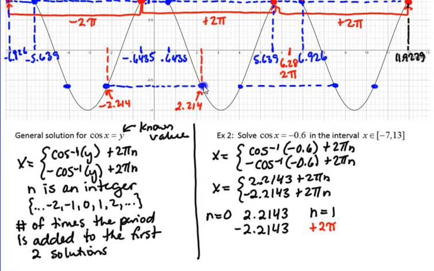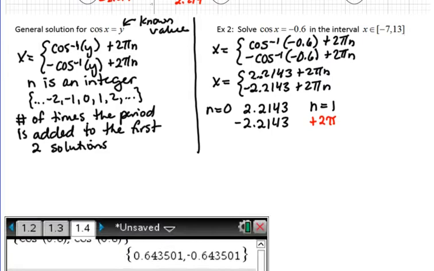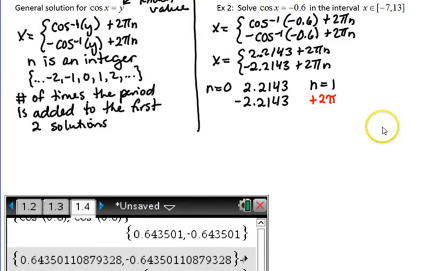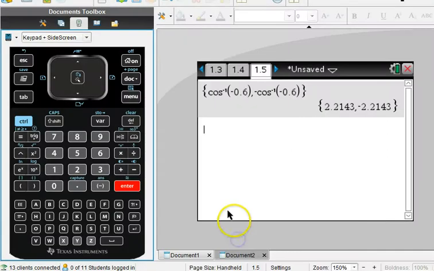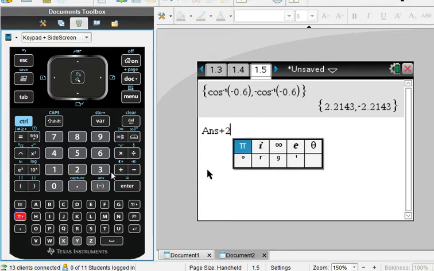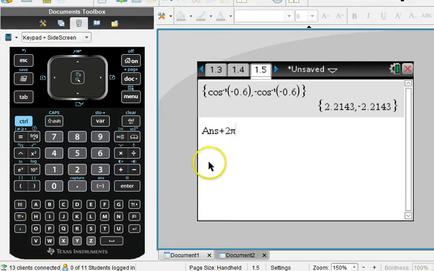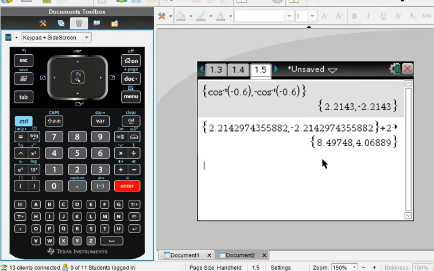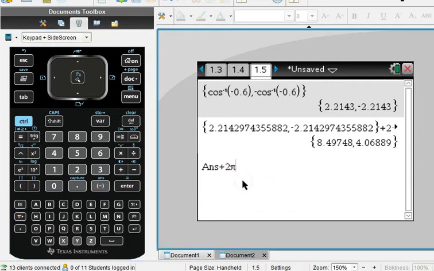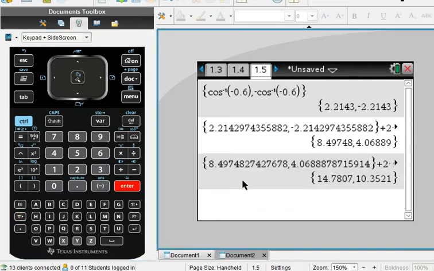Now I'm going to be adding 2 pi, which will take these two solutions and allow me to get the next two that are on this cycle here. So when n equals 1, I'm adding 2 pi. Going back to my calculator, I'm going to take what I have already and add 2 pi to this. And those are my next two solutions. I'm going to add 2 pi one more time because I will need another solution in addition to that. And I'm going to subtract 2 pi also, taking my original two and subtracting 2 pi.